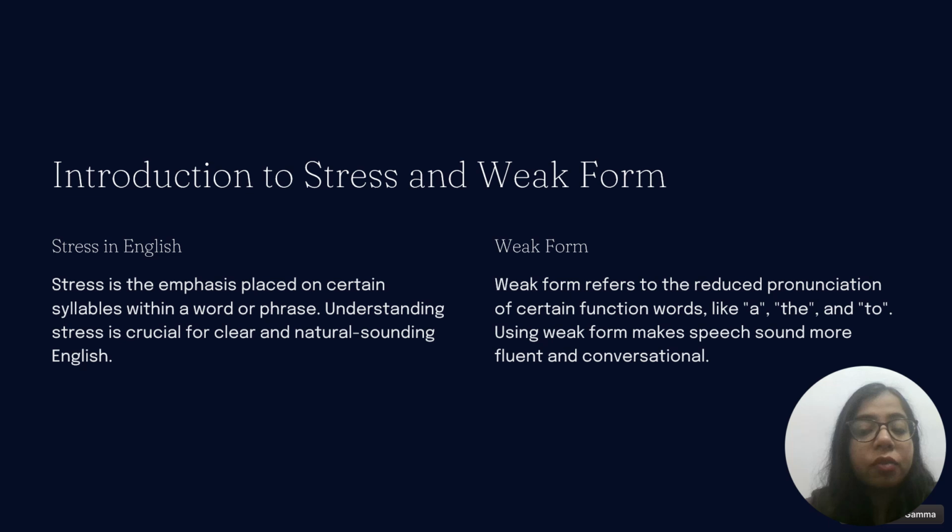Okay. Then what are weak forms? Weak form refers to the reduced pronunciation of certain function words like a, the and to. Using weak form makes speech sound more fluent and conversational. Sometimes people don't use a, don't use the, don't use to. You can eradicate them, but if you don't use them, the speech becomes very non-fluent and non-conversational. But when you use them, it becomes more fluent and conversational.